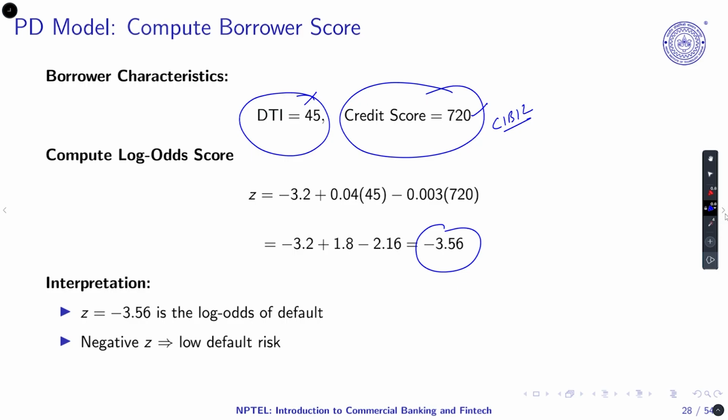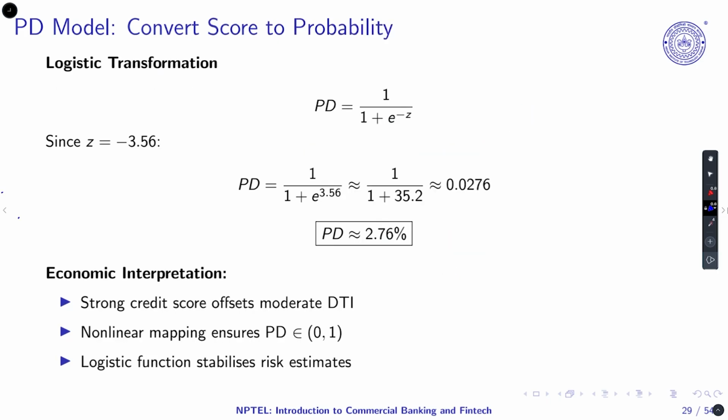So 3.56 implies that once we have 3.56 coming, here we are converting that z into 3.56, and once I put that into this particular setup, 1 upon 1 plus e power minus z, it comes out to be 0.0276. It can be converted into a percentage, so it comes out to be 2.76. So the probability of default is just 2.76%, which is much lower.